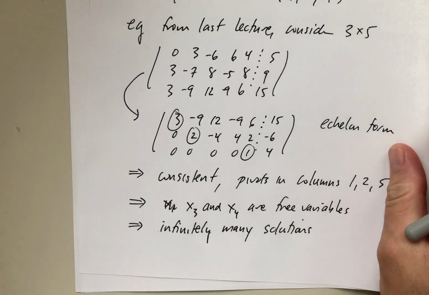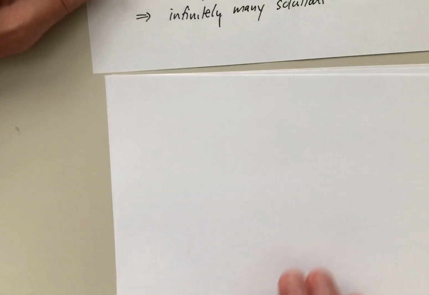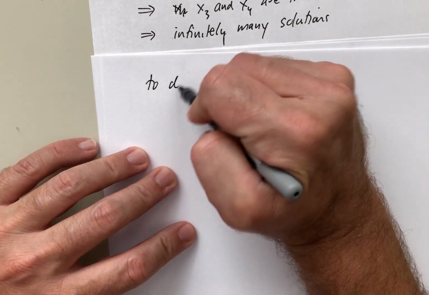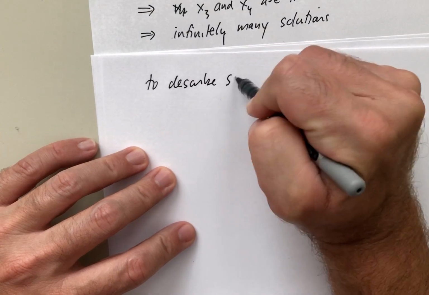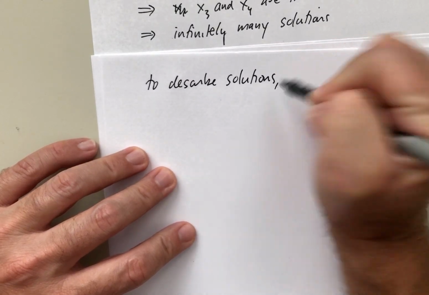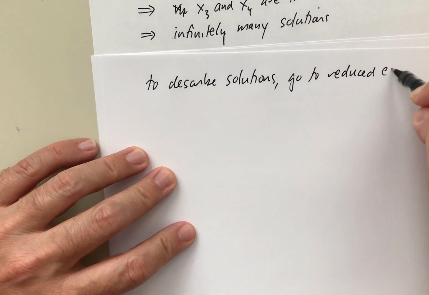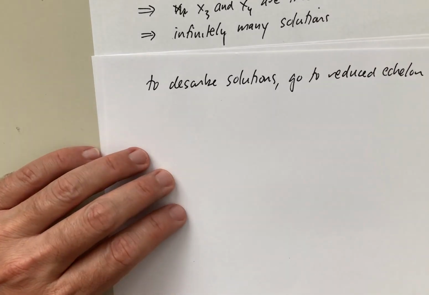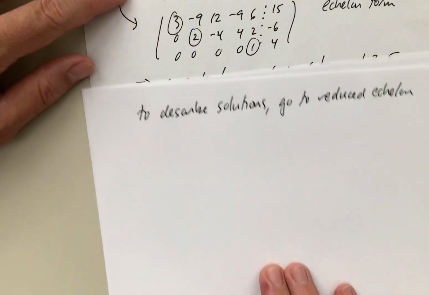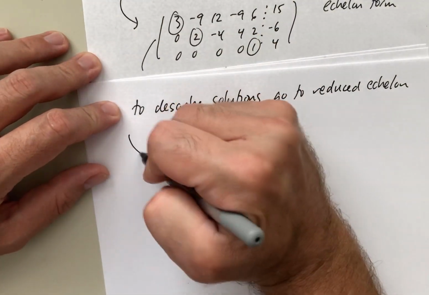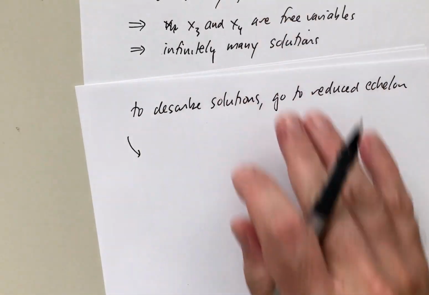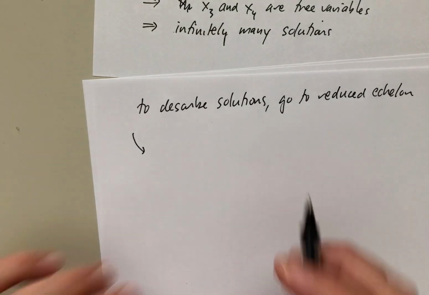And as we saw before, to actually describe those solutions, we go to reduced echelon, just like we did in that last example. And again, to spare you the calculation, I'm just going to tell you what that is in this case. So it looks like it's something like this.